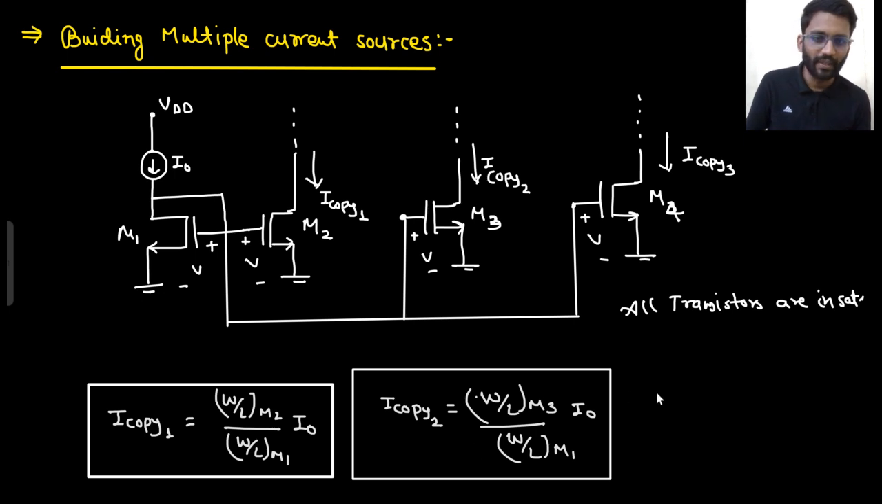And what about I copy 3? I copy 3 also you can write W by L of M4 divided by W by L of M1 into I0. Say yes or no, right? So this is the circuit.